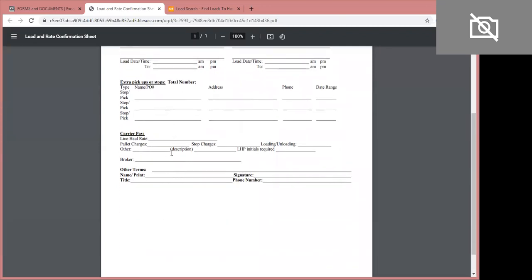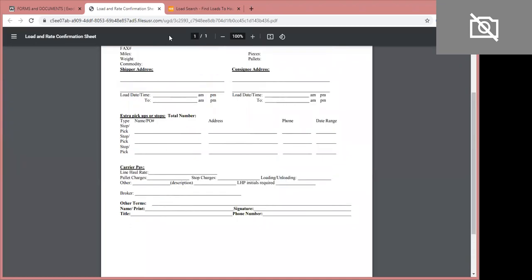The dispatcher, with their carrier's permission, or the carriers themselves, if they agree with the numbers according to the load board numbers or what you may have negotiated for more, then you simply print, sign, date, and add a phone number on that and send it back to the broker. And then that is the official booking of that specific load.